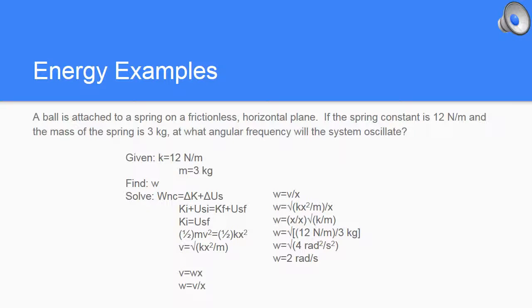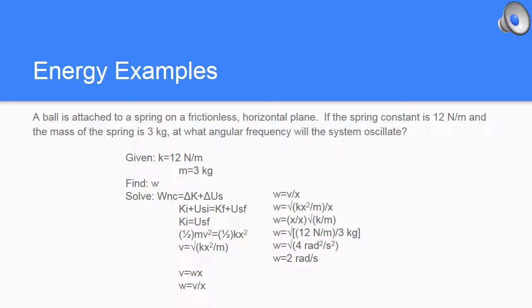So for our energy example, a ball is attached to a spring on a frictionless horizontal plane. If the spring constant is 12 newtons per meter and the mass of the spring is 3 kilograms, at what angular frequency will the system oscillate? So given is the spring constant, which is 12 newtons per meter, and the mass is 3 kilograms. And we're trying to find W.